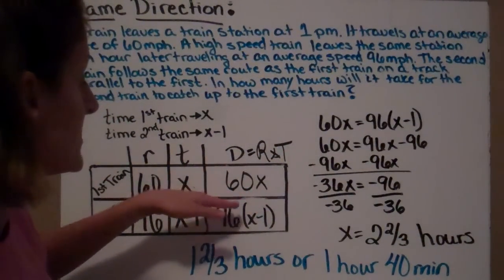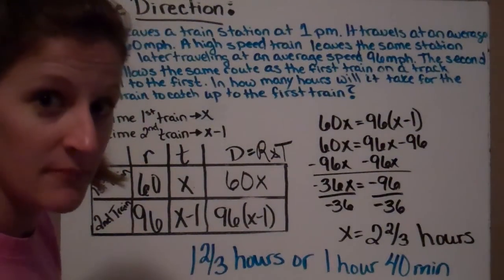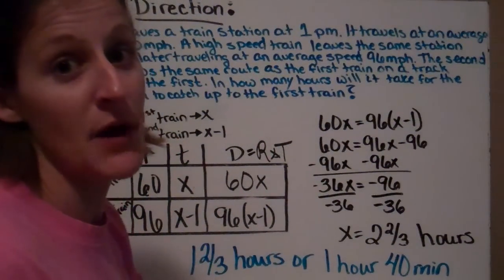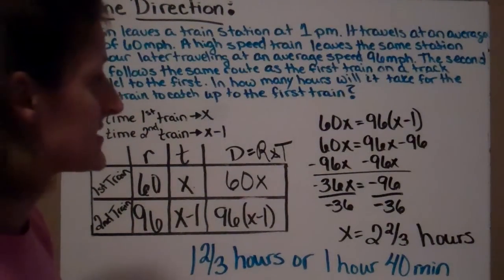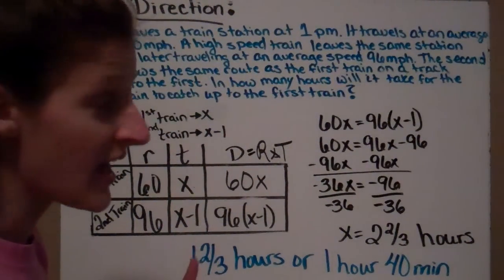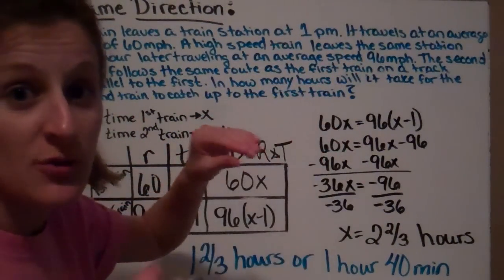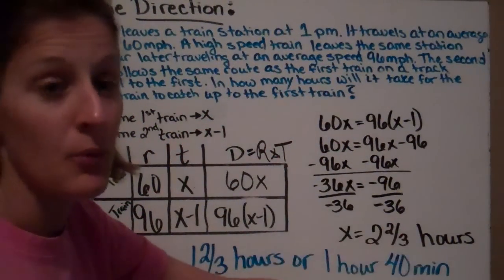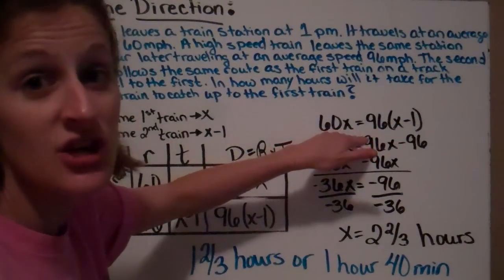Alright, now that we know these two, since the trains are leaving from the same spot and going to meet at the same spot, their distance is the same. They're going to be traveling the exact same distance. So what we can do with that is we can set these two expressions equal to each other because they're both starting at point A and going to point B. So if we put them equal to each other, then solve for x.